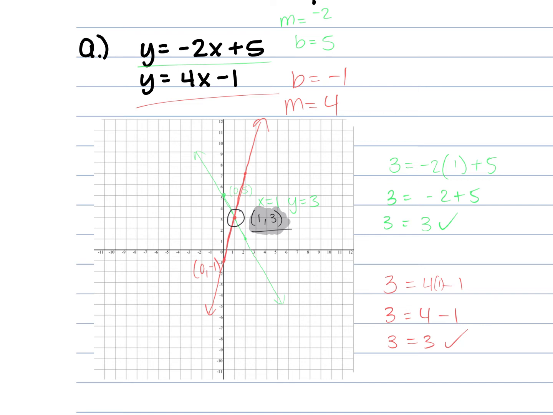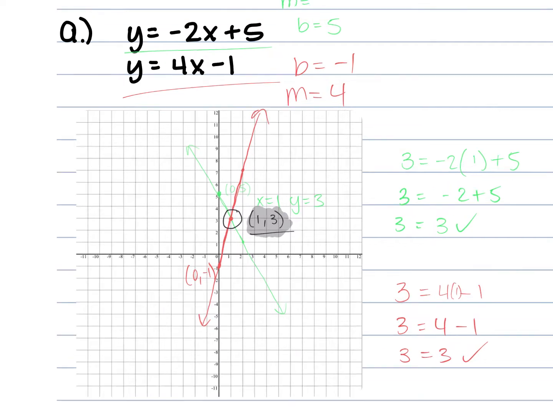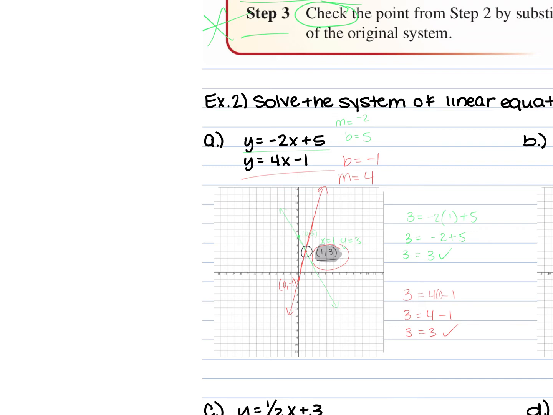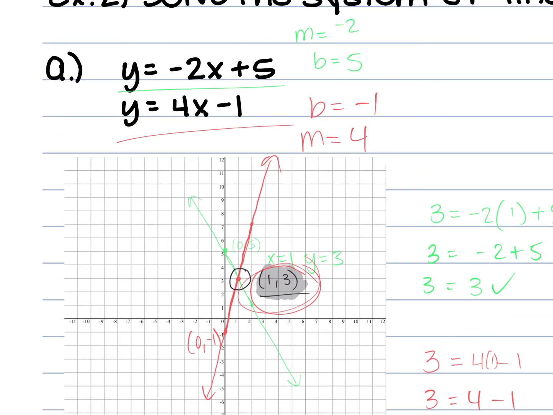Preguntas, questions. Yeah, Gabriel. How would we write our answer on the test? You would just circle 1, 3. That's your solution. So we don't put yes, comma, solution? Nope. That's only if you're checking it. Because it already gives you the point. It's asking you whether it's a solution or not. This one was just asking us to solve, right? And we solved it by finding the solution, which was 1 point.